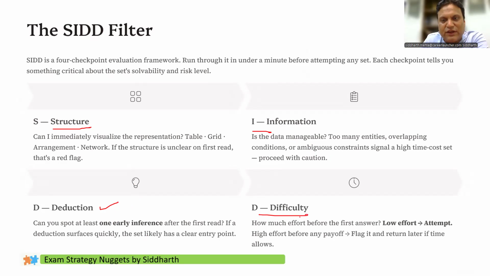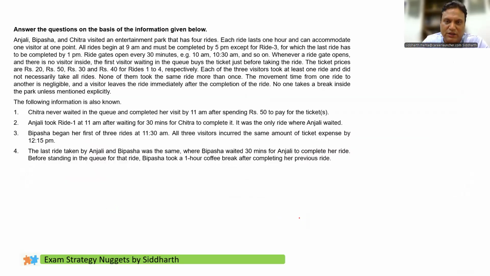And D stands for difficulty. Difficulty means if I give some time, how much time will I take to solve at least one question, and that question can be any question, question number one or question number three of that set. So that is important. And always, while evaluating the difficulty level, go and check the questions and the options because they tell you a lot.